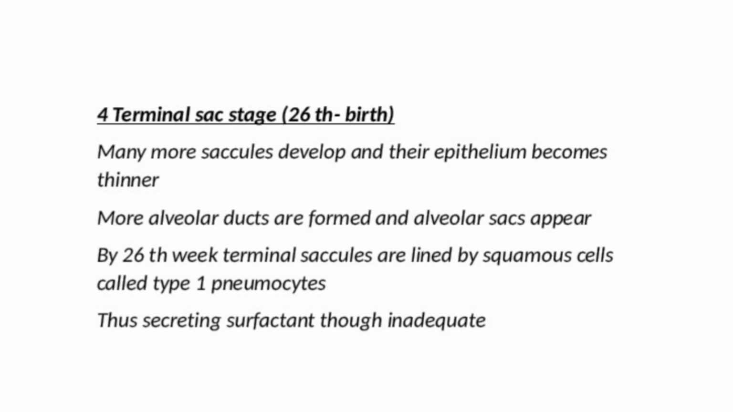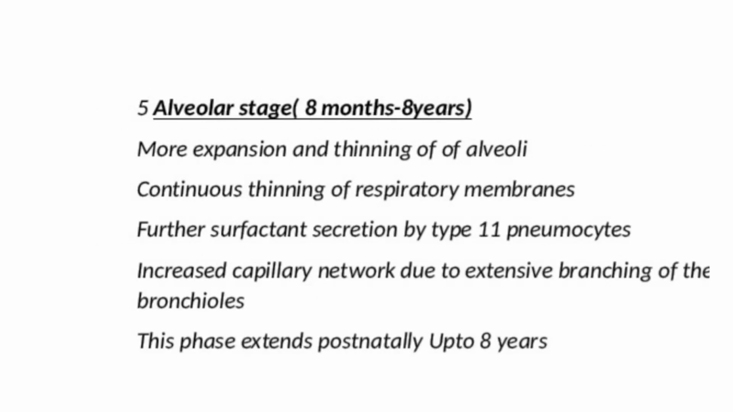Now, we transit to the last stage, that is the alveolar stage. This stage coalesces a little bit with the previous stage. Why? This is because it starts at 32 weeks, that is the 8th month, and extends to 8 years. So there is an overlap between the terminal sac stage and the alveolar stage.